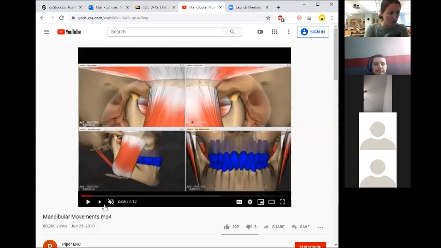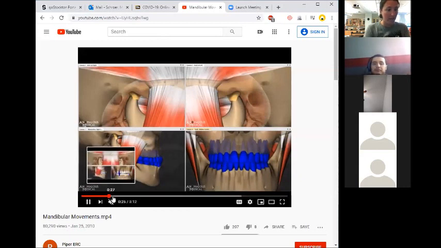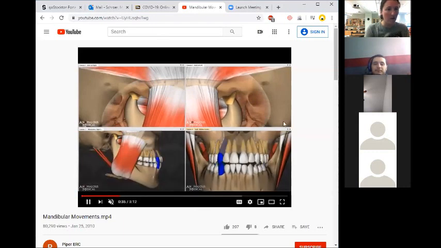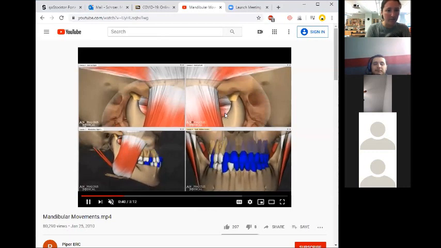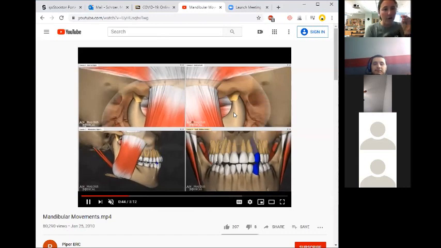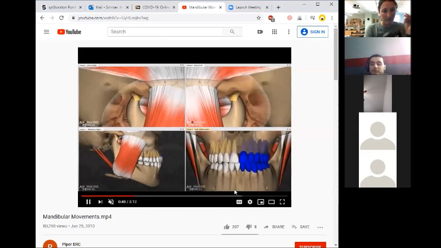All right, so hopefully what you can see, this is a dentist talking, and what we can see here is whenever the teeth are touching, they turn blue. Whenever they are not touching, they turn white. And so what we can see up here are the pterygoid muscles. They're actually moving the mandible, not only just up and down to chew, but also back and forth.